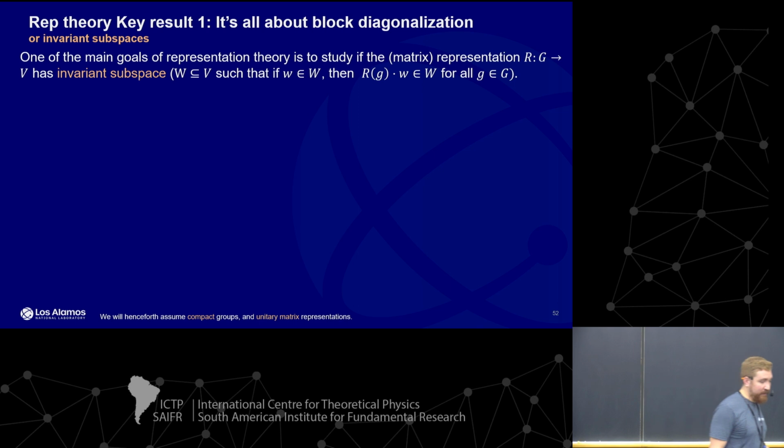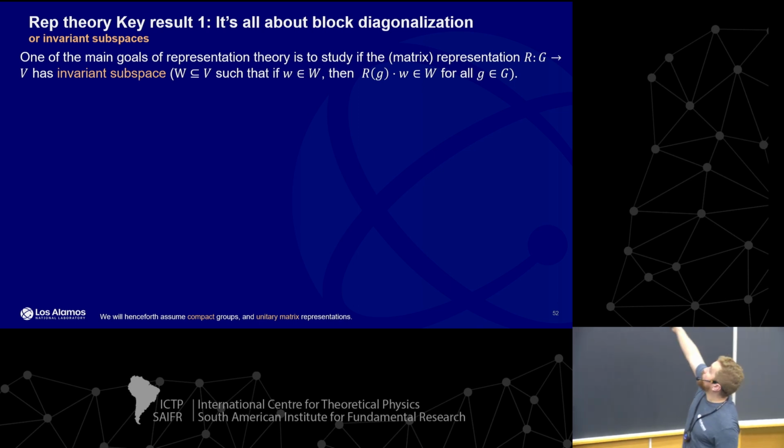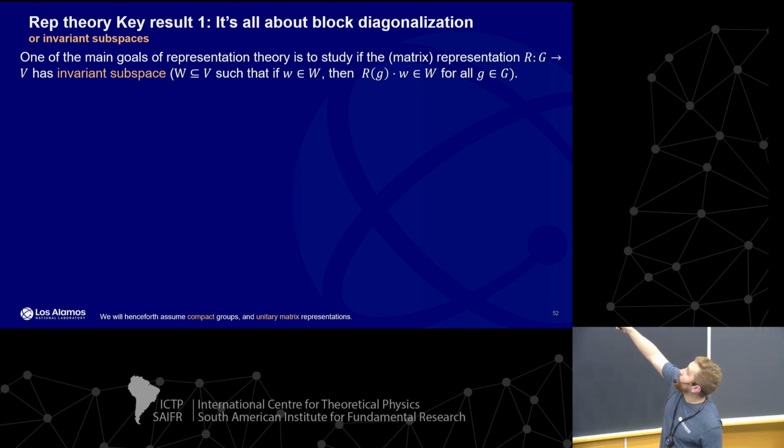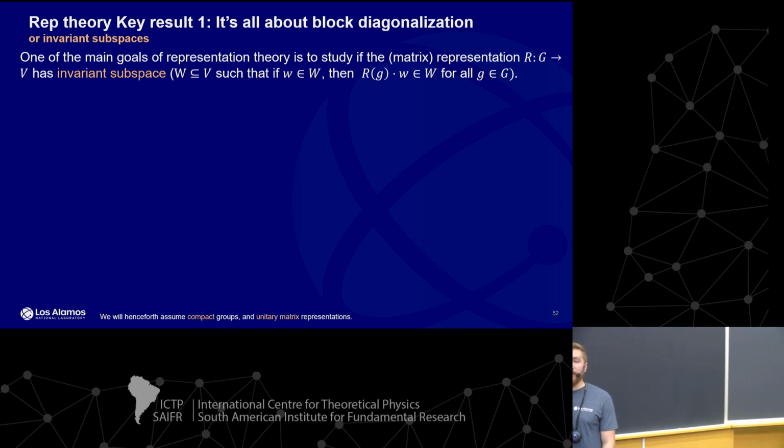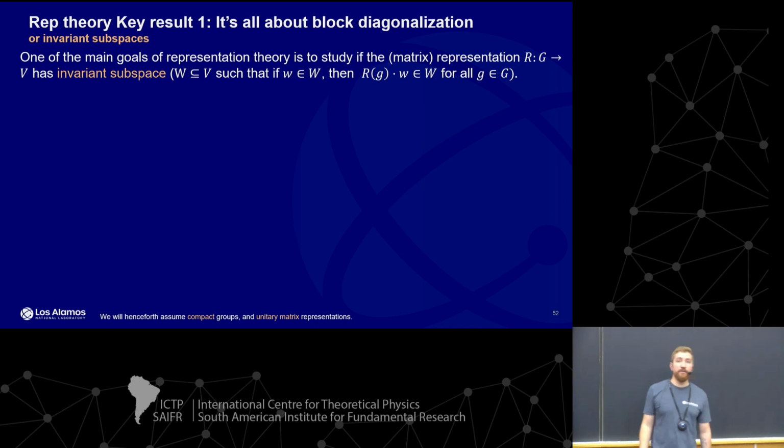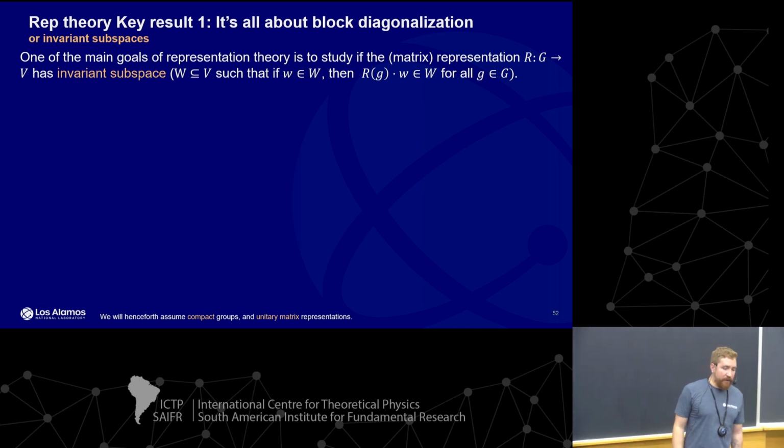Is there going to be some subspace, which we're going to call W, which is inside of our vector space where we act, such that if I take a vector in this subspace and I multiply it by any element of the group, I remain in this subspace? That means that the subspace is closed under the action of the group. It's an invariant subspace. I cannot take any vector and go anywhere else. I'm just stuck in this W by action of R.